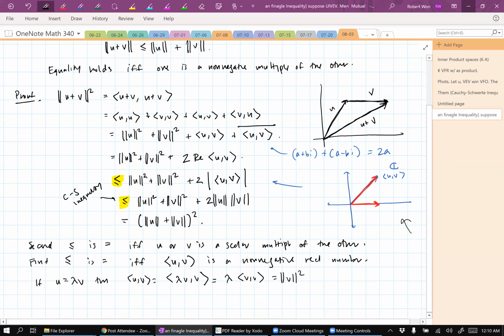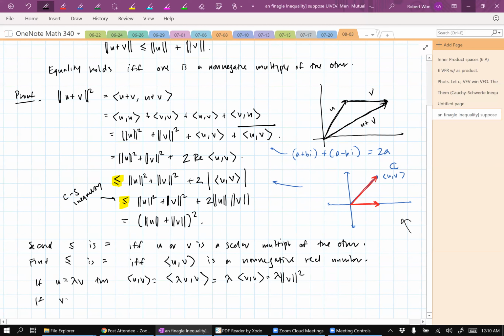In which case, I want this to be a non-negative real number. It means that I need lambda to be non-negative. So I already knew that I needed one of u or v to be a scalar multiple of the other. So if it happens to be the fact that u is a scalar multiple of v, the fact that I need the inner product to be non-negative means that the scalar multiple I took had to be non-negative.